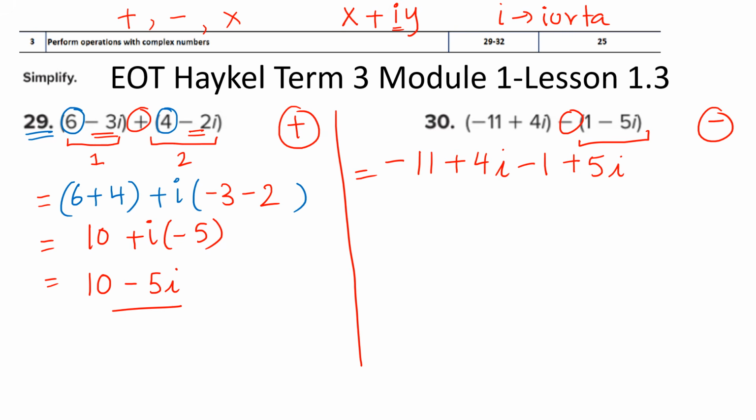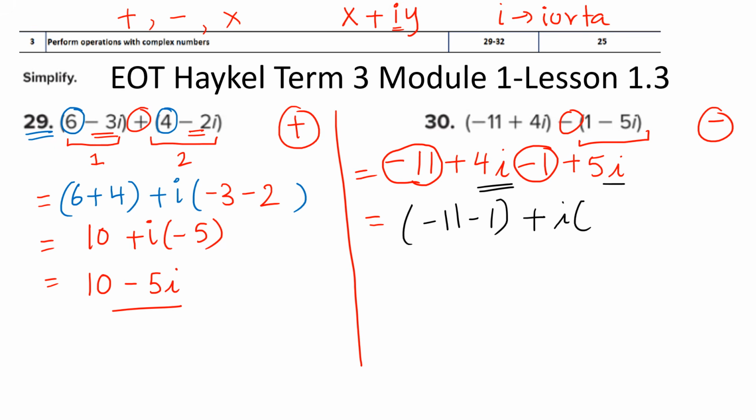Now, like the previous question, we will combine real part with real part, so the number with the number. So it will be minus 11 minus 1 combined together, and imaginary with imaginary, so 4i with 5i, so 4 plus 5. So what is the final answer for this one? Minus 12 plus 9i. That's how you do subtraction. Remember, in subtraction, be careful to change the sign.